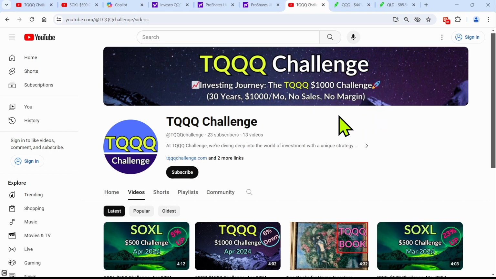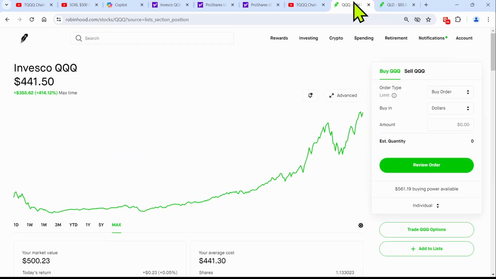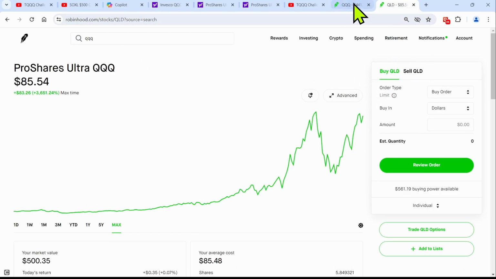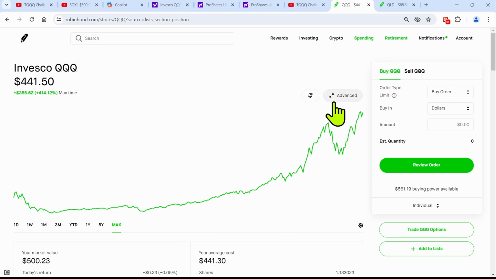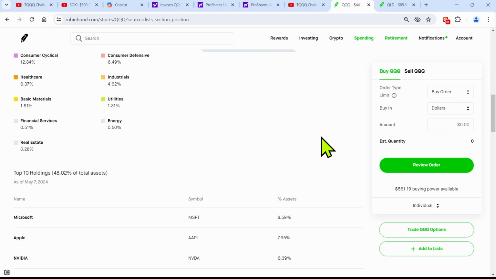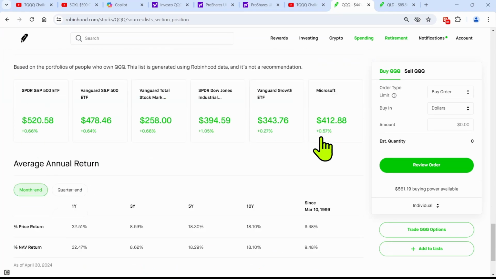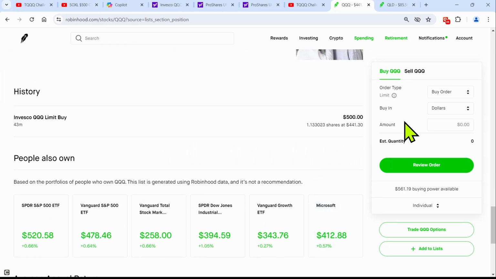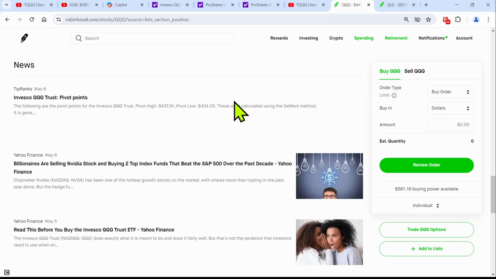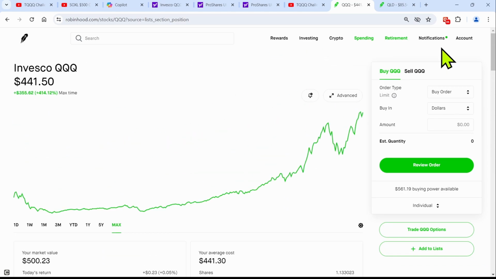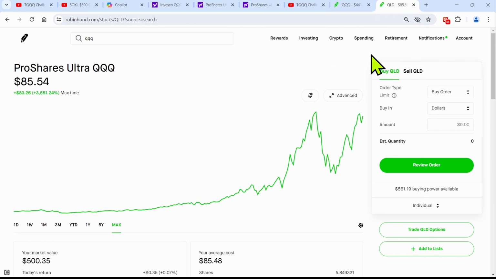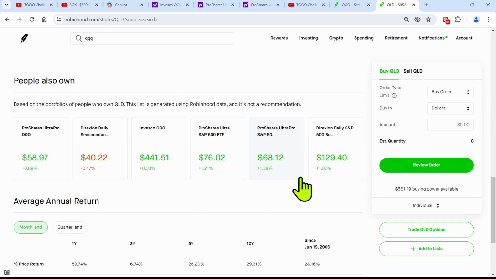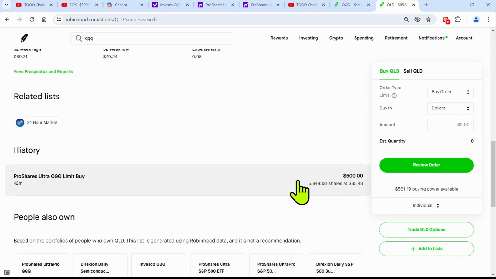To kick things off, I've purchased $500 of QQQ and $500 of QLD simultaneously this evening. Reflecting on our recent activity, today, on May 9th, I spent $500 to acquire 1.13 shares of QQQ at $441 each. Also, right after buying QQQ, I spent $500 to acquire 5.84 shares of QLD at $85 each.